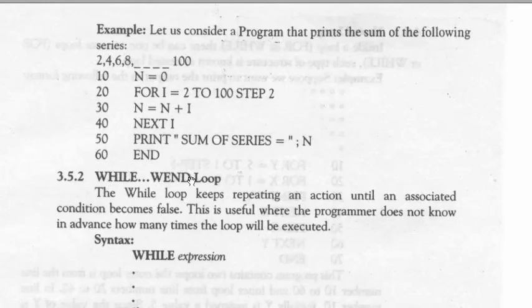Next is the while wend loop. The while loop keeps repeating an action until an associated condition becomes false. This is useful where the program does not know in advance how many times the loop will be executed. If someone asks you what is the difference between for next and while wend loop, the basic difference is that you use the for next loop when you know the number of iterations. When you do not know how many iterations will be performed, then you utilize the while wend loop.